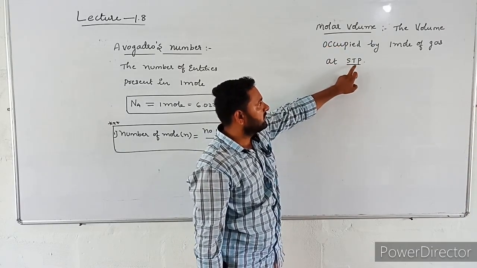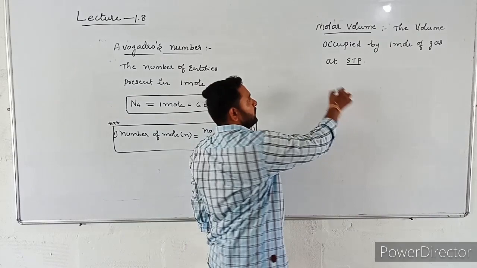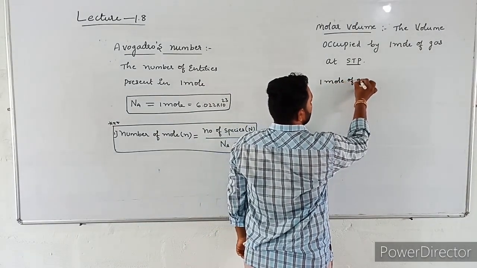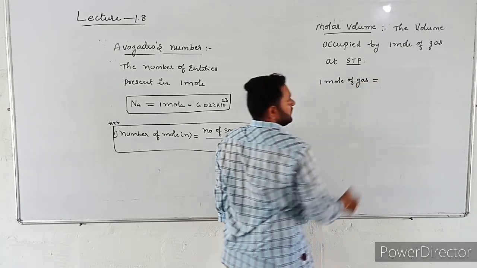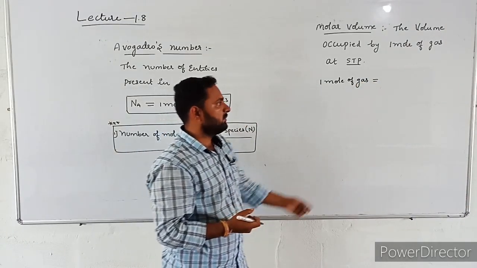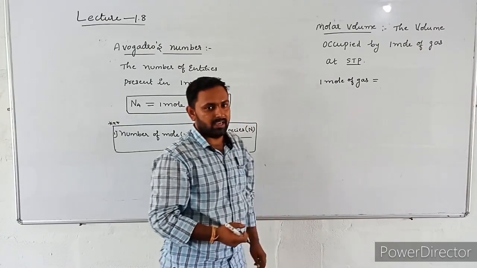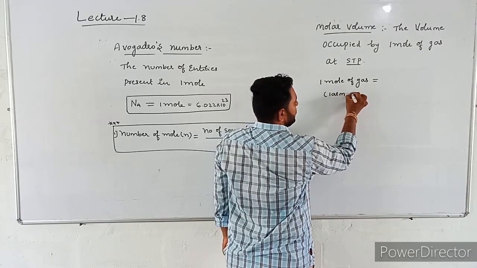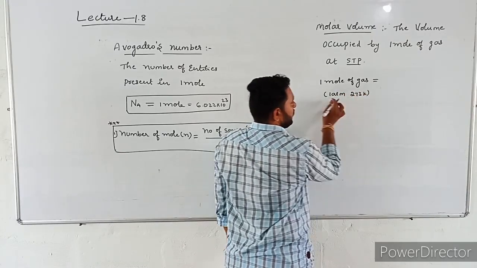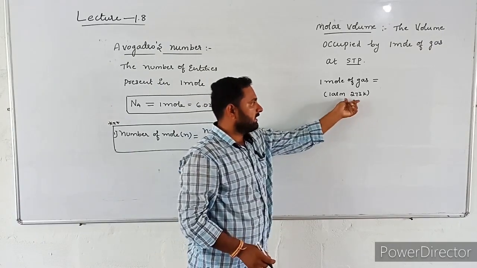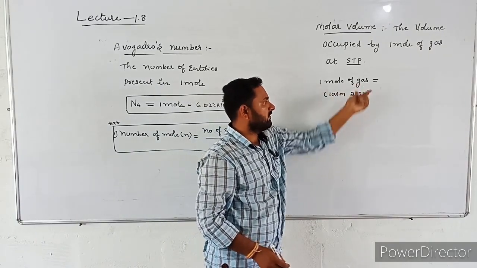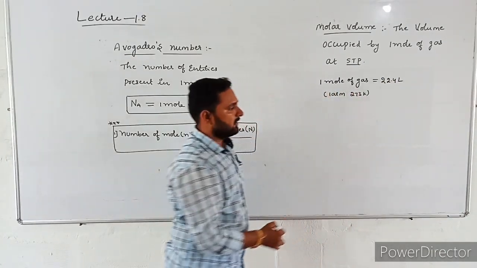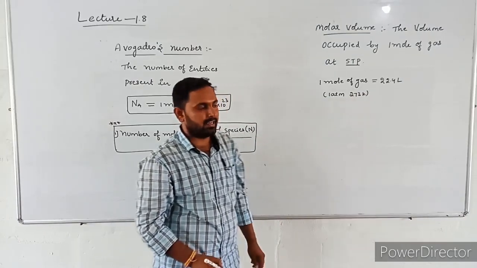STP means standard temperature and pressure. Okay, molar volume. 1 mole of gas, how much volume does it occupy? How much volume is required for 1 mole of gas? At 1 atm pressure and 273 Kelvin, for 1 mole of gas, 22.4 liter volume is required.